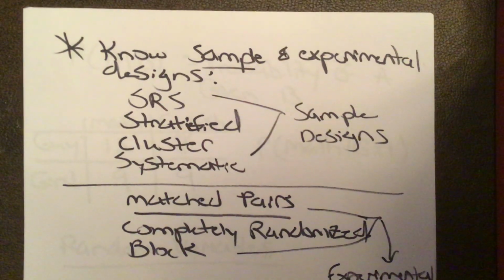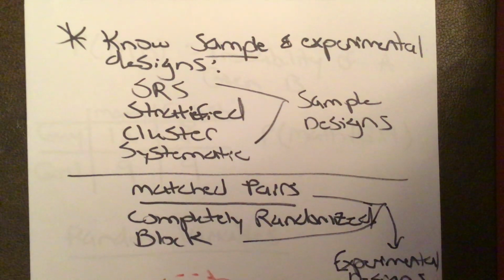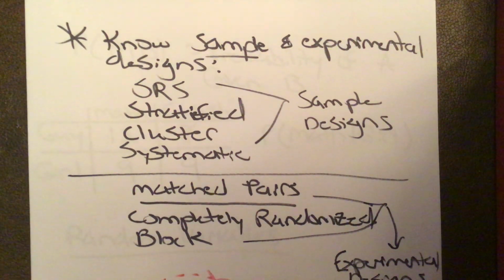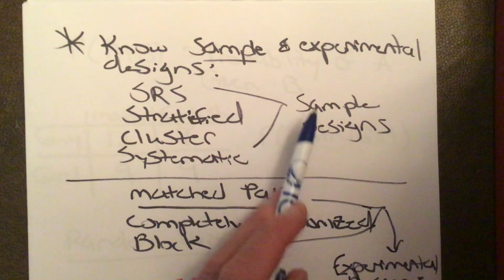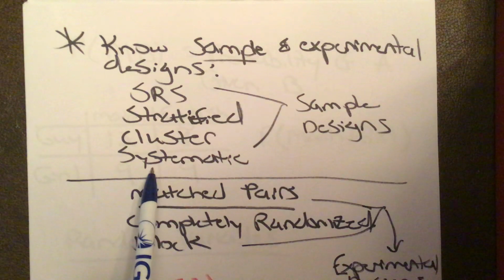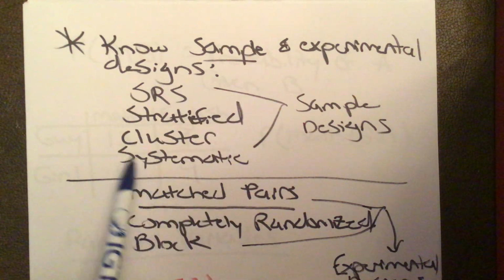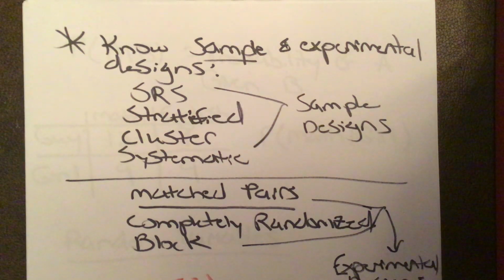All right, then we're going to get into sample and experimental design. I'm not going to go through every single one of these, but it's just a reminder. Make sure you know the sample and experimental designs. The sample designs that we talked about are SRS, stratified, cluster, systematic. You should have those in your notes. Again, I'm not going to go through them all. If you have questions, you can reach out to me.